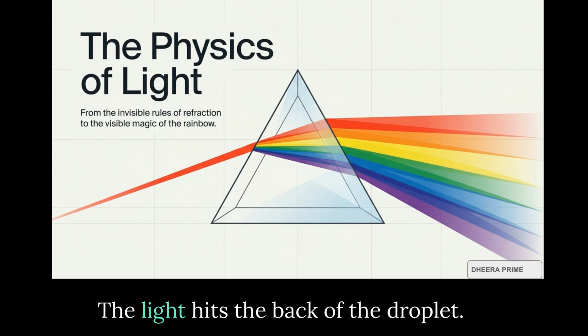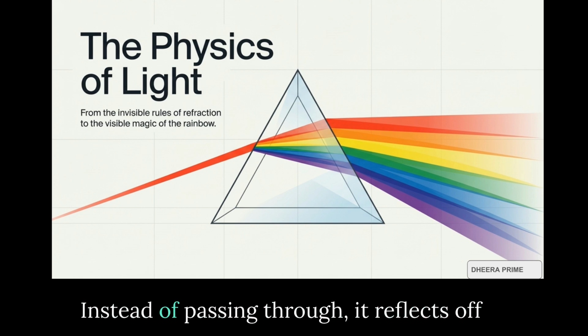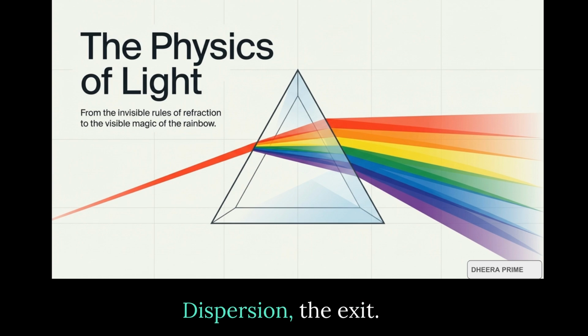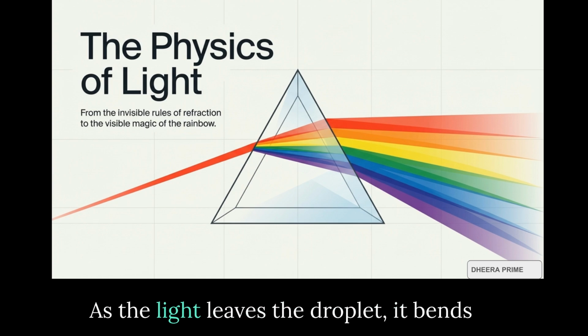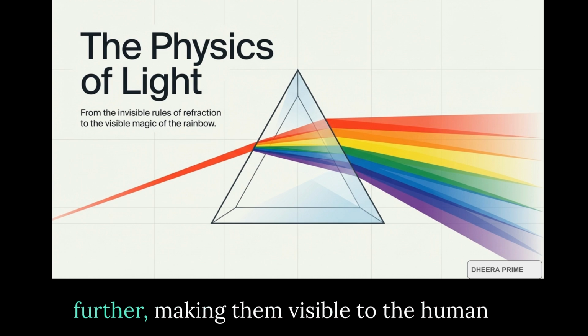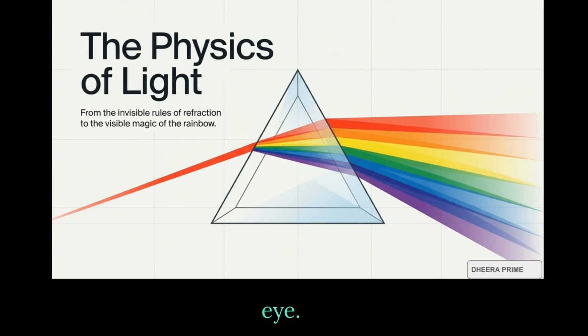Violet bends the most, and red bends the least. Reflection, the bounce. The light hits the back of the droplet. Instead of passing through, it reflects off the inner surface like a mirror. Dispersion, the exit. As the light leaves the droplet, it bends again. This second bend fans out the colors even further, making them visible to the human eye.